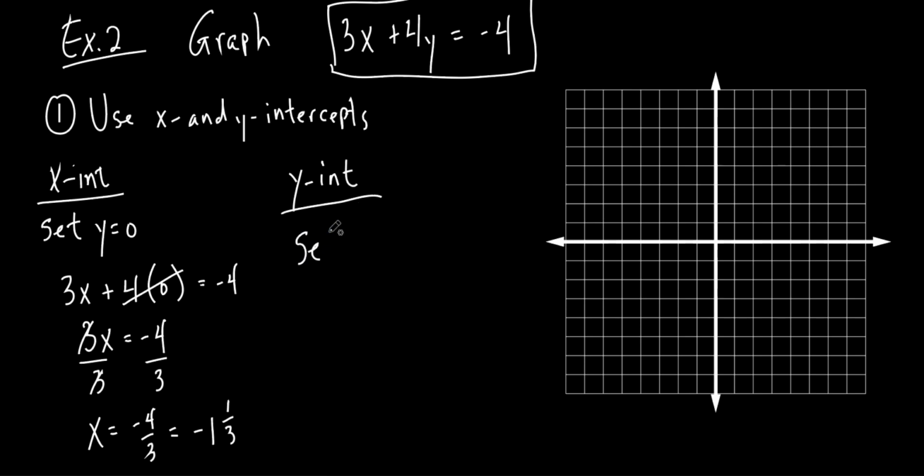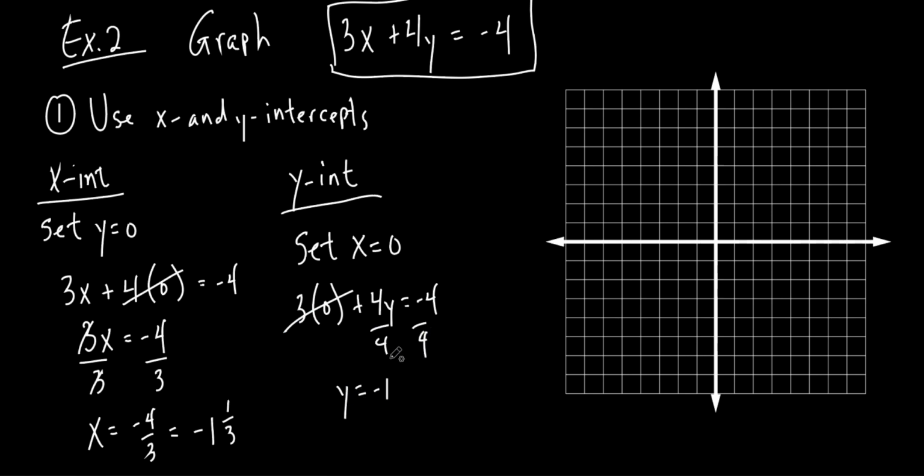We set what? We set y equal to 0 again? No, look. To find the x-intercept, we set y equal to 0. To find the y-intercept, what do you think? We set x, the other one, equal to 0. So let's do that. 3 times 0. Right? So I make that x is 0 plus 4y equals negative 4. That's a 0. Divide both sides by 4. So y is negative 1.